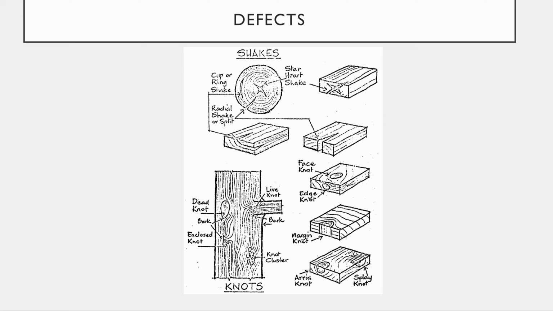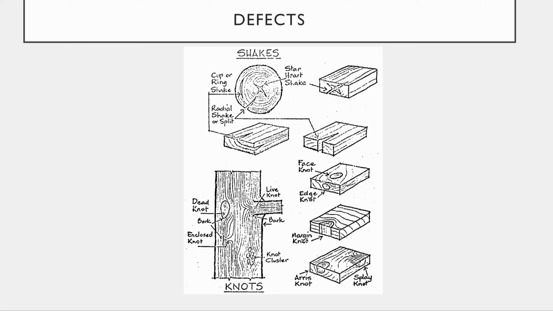You can also get splits between the rings, which are called ring shakes, and then a radial shake that happens in the radial direction along the rings, or normal to the rings. You can get a radial shake or split. So the cracks, the splits, are called shakes.